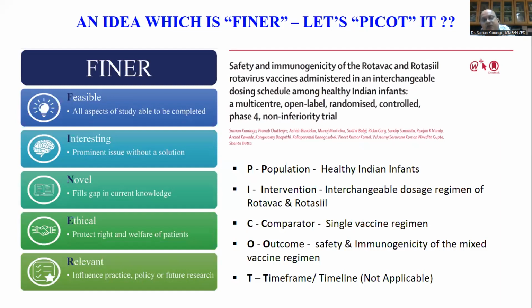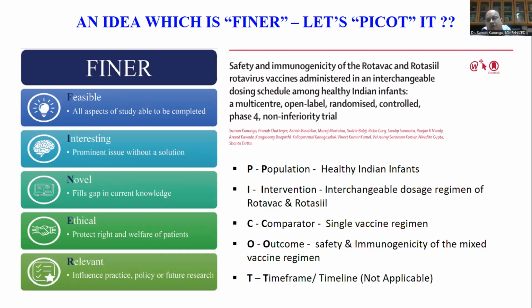And in terms of PICOT, what is that? First of all, we need to define the population. Say healthy Indian infants. I'm talking about one study we recently concluded, which is published in a big journal, where we wanted to see the safety and immunogenicity of Rotavac and Rotasiil. These are the two rotavirus vaccines currently available in the Indian public health scenario, administered in an interchangeable dosing schedule. There are 3 doses of one vaccine and 3 doses of the other. In between the doses we interchange, and want to see whether the interchangeable dosing is equal or not inferior to the normal dosing.